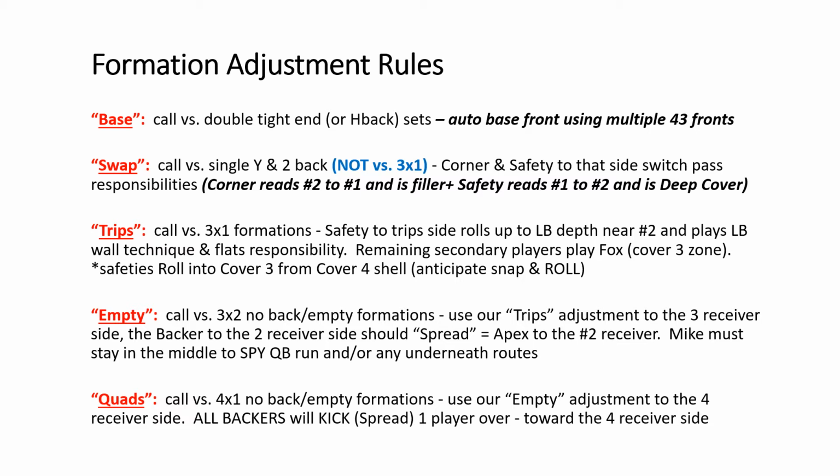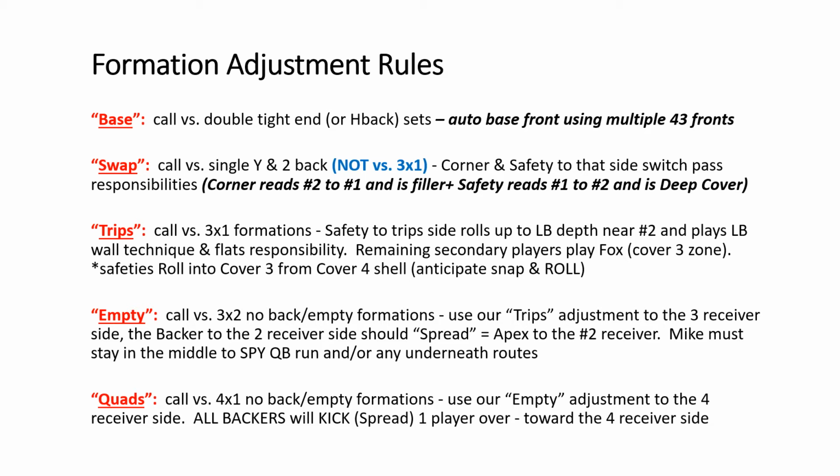Empty, real simple, we use against empty sets, but it's when they're in a 3-by-2. So what we're going to do is we'll go trips to the 3 receiver side, just like we talked, but then on the weak side to the 2 receiver side, that linebacker will be in a spread technique. And then last is quads, where you get an empty set, but you've got 4 receivers on one side. So a 4-by-1, we'll use our empty adjustment to the 4 receiver side. And so we'll just kick the backers out of that spread set to handle that 4th receiver.